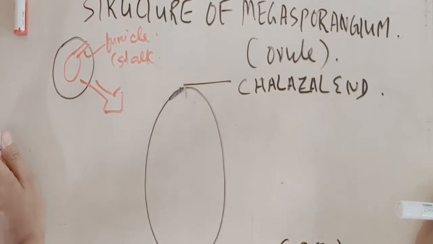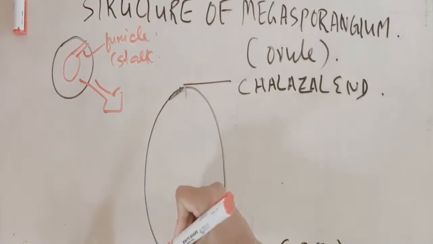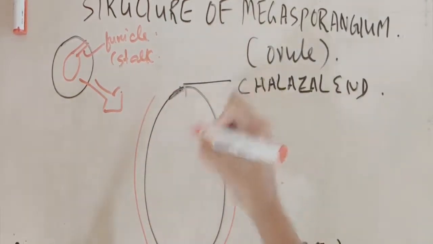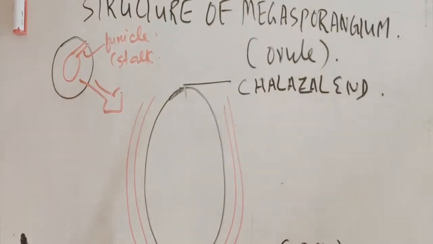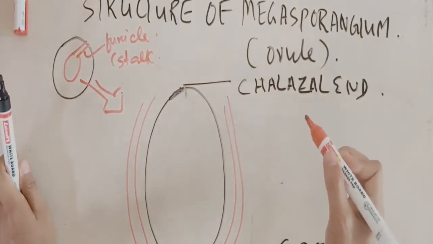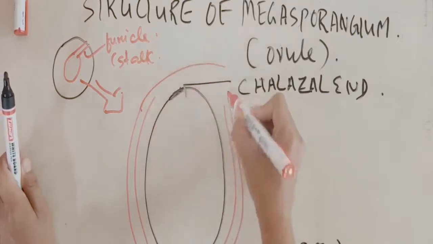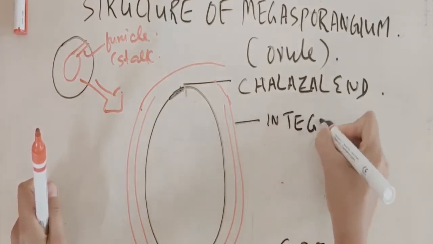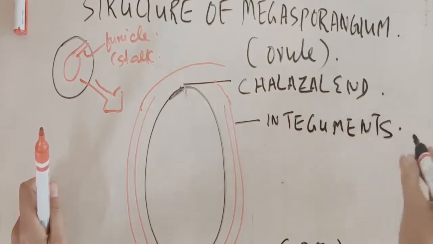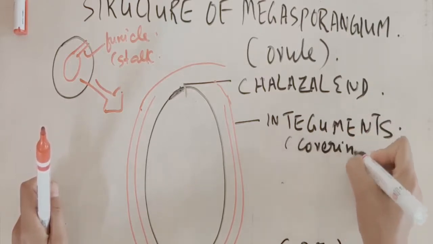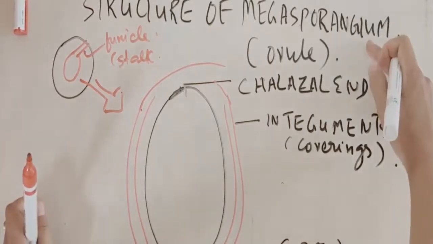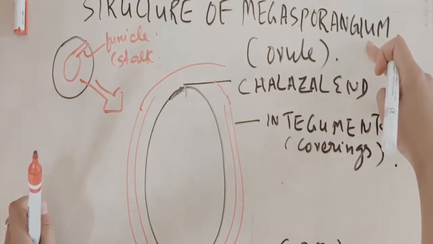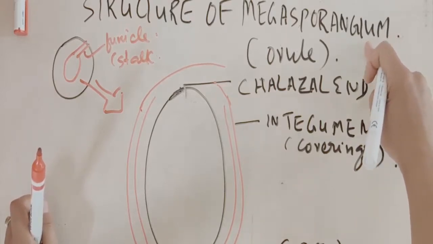The ovule has covering for protection. These coverings are called integuments. Draw them step by step. The integuments cover the ovule. The megasporangium with integuments is called an integumented megasporangium, or integumented ovule.